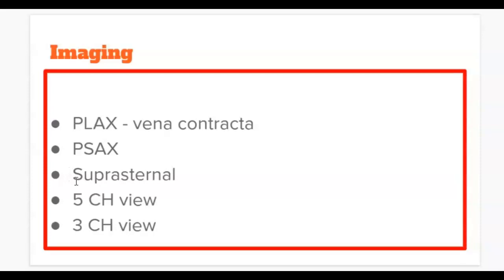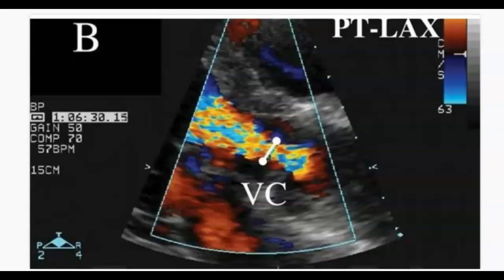The suprasternal view, we're going to show aortic regurgitation there, and there's going to be flow reversal seen there. In the 5-chamber view, we're going to show it there. And the 3-chamber view, we're going to show insufficiency there. This will be the parasternal view.